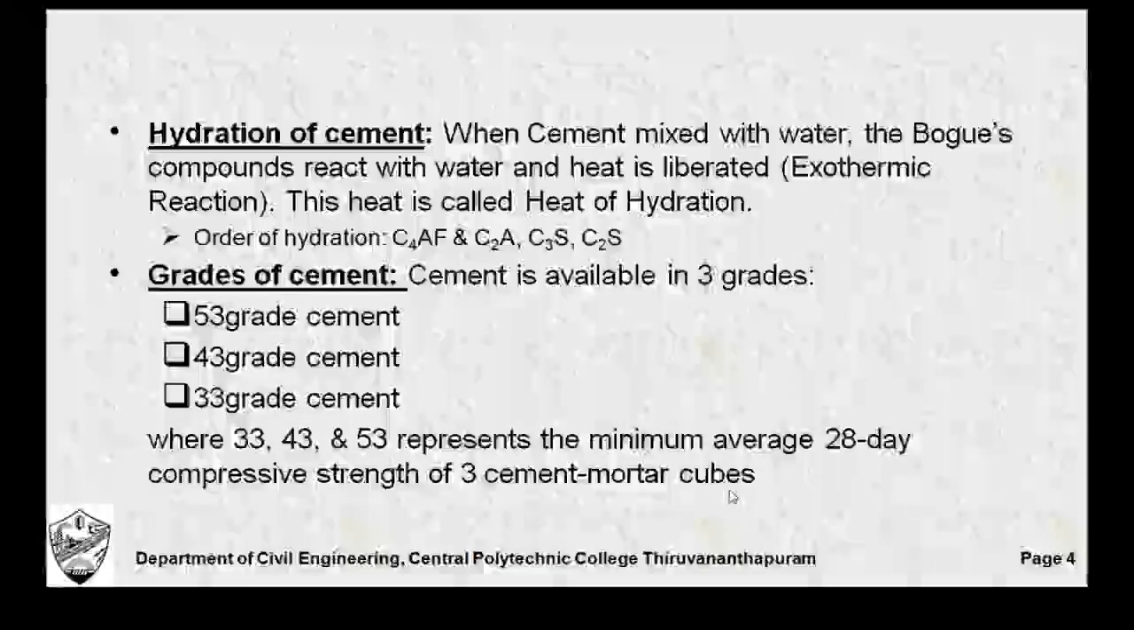Once you cast it, you allow it to set and put it for curing, and after 28 days you take out the sample and perform compression testing. You will get 33 megapascal as an average for 3 specimens. Then that cement is graded as 33 grade, and if you get 43 megapascal, you grade it as 43 grade, and if you get 53 megapascal, you take it as 53 grade cement.